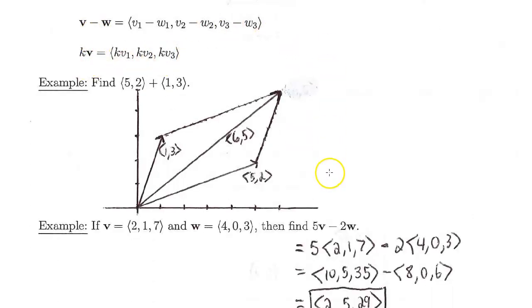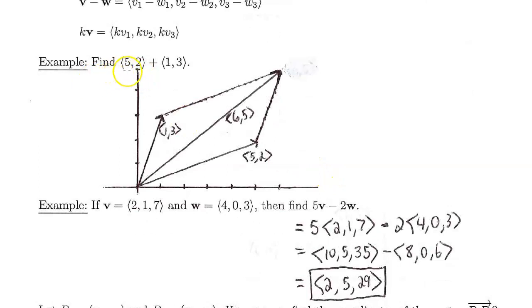Now let's do an example. What is ⟨5, 2⟩ plus ⟨1, 3⟩? Well, notice ⟨5, 2⟩ is this vector right here, and ⟨1, 3⟩ is this vector. When we add these two vectors, remember we can draw this little parallelogram. By the way, this vector here is ⟨1, 3⟩, even though none of those points are (1, 3). The ordered pair (1, 3) is right here. But this vector is the same as this vector, because they have the same direction and the same length. And similarly, this vector over here is the vector ⟨5, 2⟩.